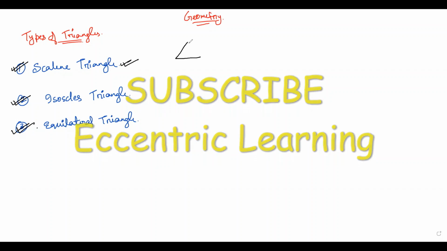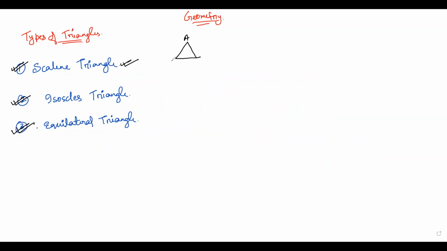So if we have a triangle ABC such that the angles are angle A, angle B, and angle C, and the sides opposite to angles A, B, C are, say, small a units, small b units, and small c units, then this triangle would be a scalene triangle if all these sides are of different length, that is a is not equal to b, not equal to c, and all the three angles are of different measures, that is angle A is not equal to angle B, is not equal to angle C.